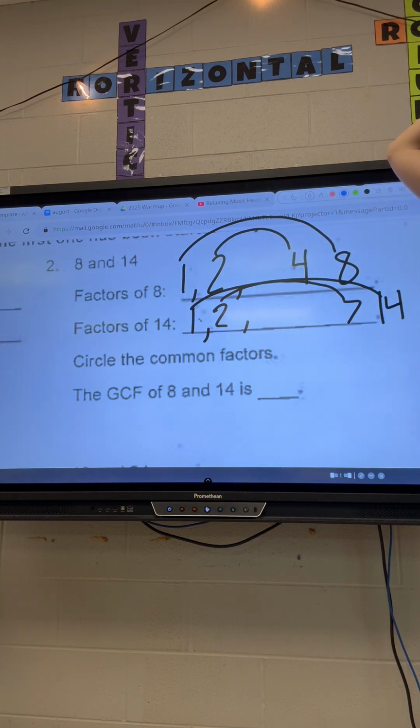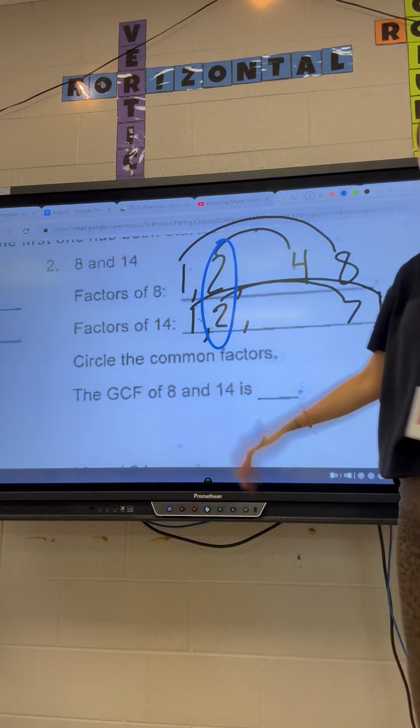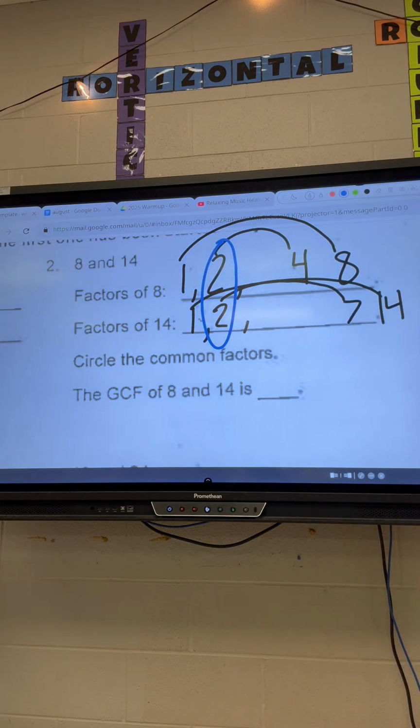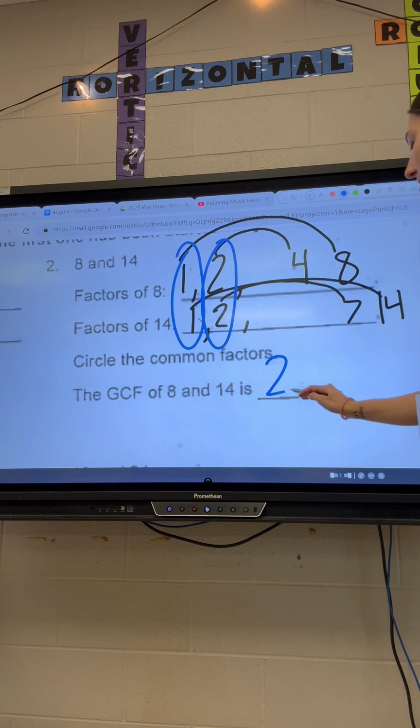You're right. Circle the common factors. What's a common factor? Do I just start circling, Harper P? No, what do I do? They both have to have it to be circled. They both share a 2. Circle your 2s. What's another common factor? 1. They both share a 1. Now, is 1 our greatest common factor? No. What is our greatest common factor? 2. The GCF of 8 and 14 is 2.